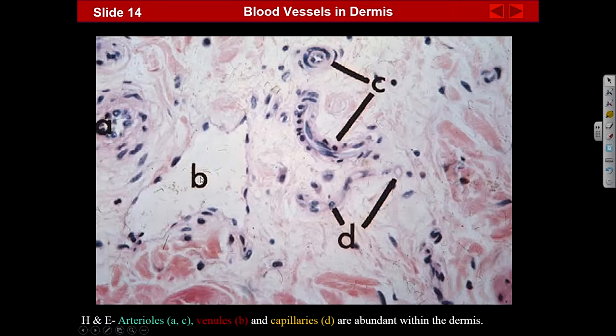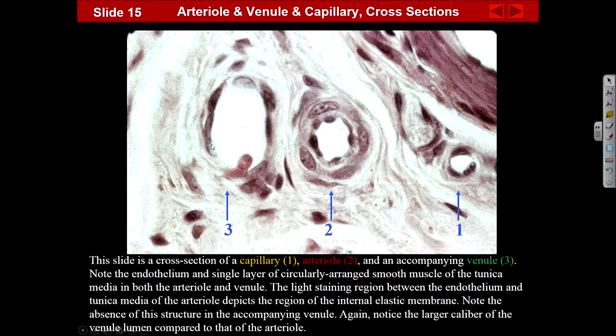Okay, here's another slide. Capillary, arteriole, venule. So here's the capillary, just big enough for a red blood cell to fit through. Here's an arteriole because we can count, looks like one, maybe two layers of smooth muscle. And here's the companion vein, slightly larger lumen, but no smooth muscle. So if you look at the relative size of the structures and look at the companions, quite often you can pick out and distinguish one of the blood vessels based upon what the other blood vessels look like.